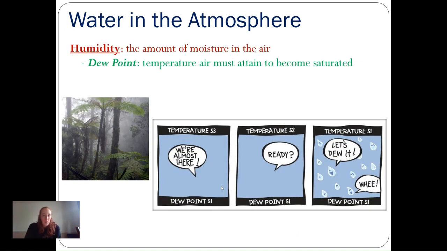So now that we understand the properties of water and we've gone back over the idea that it takes a lot of energy to change the phase, or the state, of water, let's talk about water in the atmosphere. There's a couple of definitions that we'll go over.